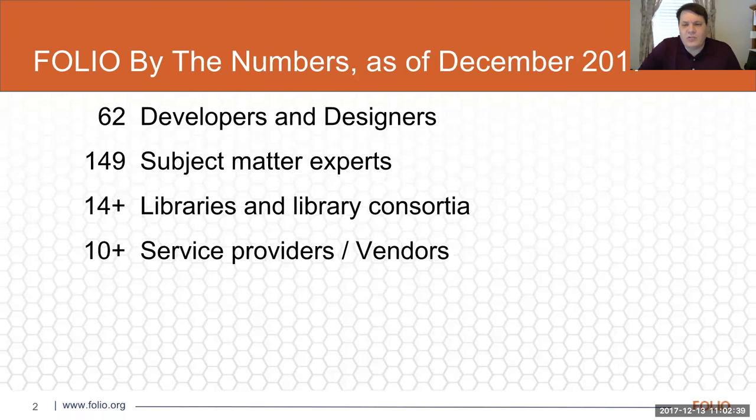I think it's also interesting the kinds of expressions of interest we're getting from national libraries, such as Sweden and Denmark and Finland. Hungary has a request for proposals out for a national library catalog, and Folio is one of the options under consideration. In the U.S., the Library of Congress is in an exploration phase for a new library system, and Folio is one of the systems they're looking at.